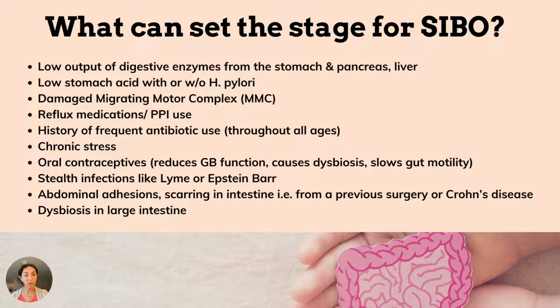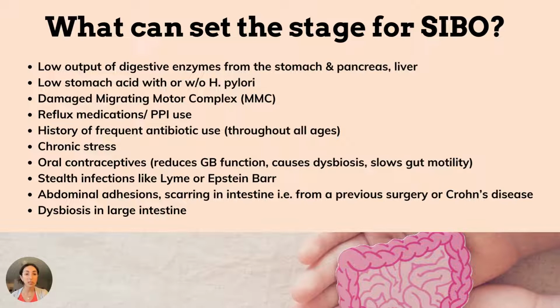Chronic stress, don't underrate how much stress can impact your health. Chronic stress is a big trigger of SIBO in combination with other factors. Like we said before, birth control, even stealth infections like Lyme or Epstein-Barr. So it can't hurt to have your GI or normal doctor, your primary care doctor, test for Lyme or Epstein-Barr, just to rule that out.